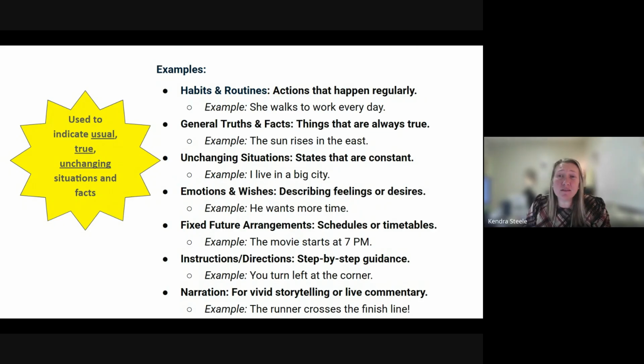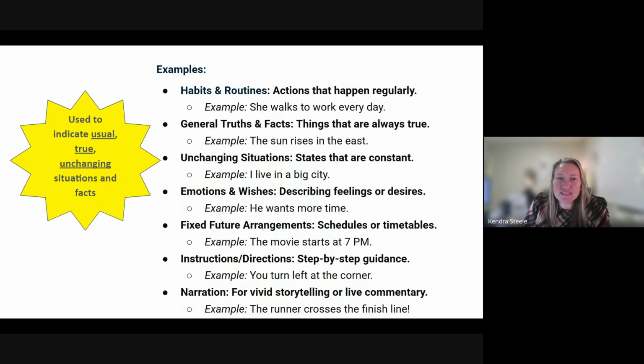Okay, so let's take a look at what some of those things might be, what this looks like. Here are some examples. The first one is habits and routines, actions that happen regularly. So if you do something every day, every morning, every week, every year, you can use the present simple tense. For example, she walks to work every day. Walks is the verb in the present simple tense.